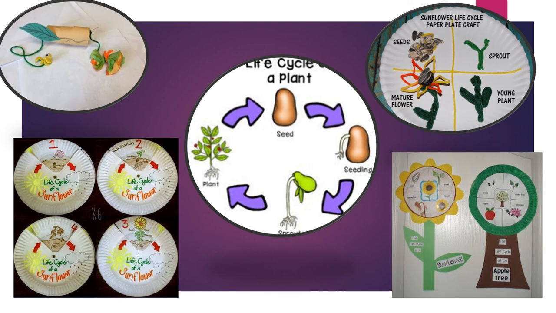but you do not have to use any of these, okay? If you have a better idea than these four ideas that are here, then you do it however you want, as small or as big as you want, okay? But I do want it to be a cool little crafty project where you're telling me the life cycle with the seed, seedling, sprout, plant, okay?